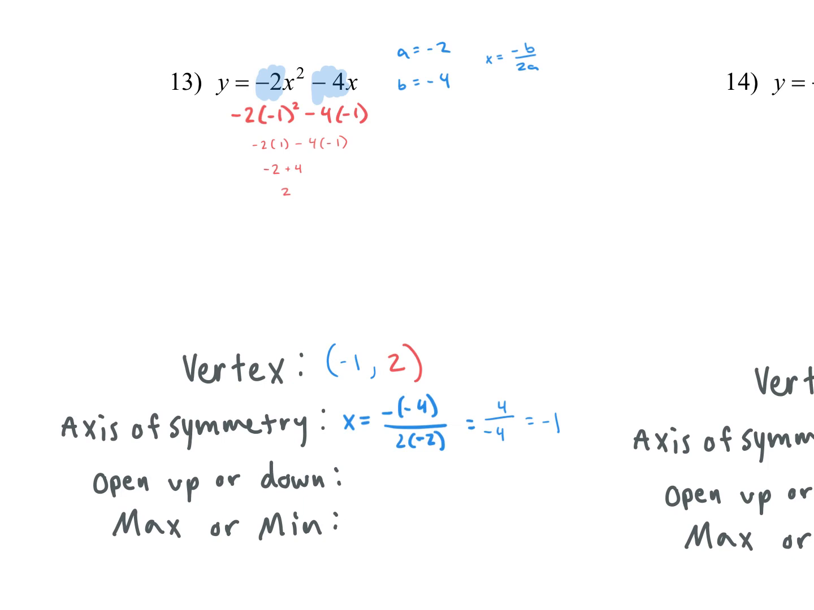Does my graph open up or open down? It opens down because A is negative. Does that mean my vertex is at the maximum or minimum? It's at the max. What's my maximum value? 2. Any questions?